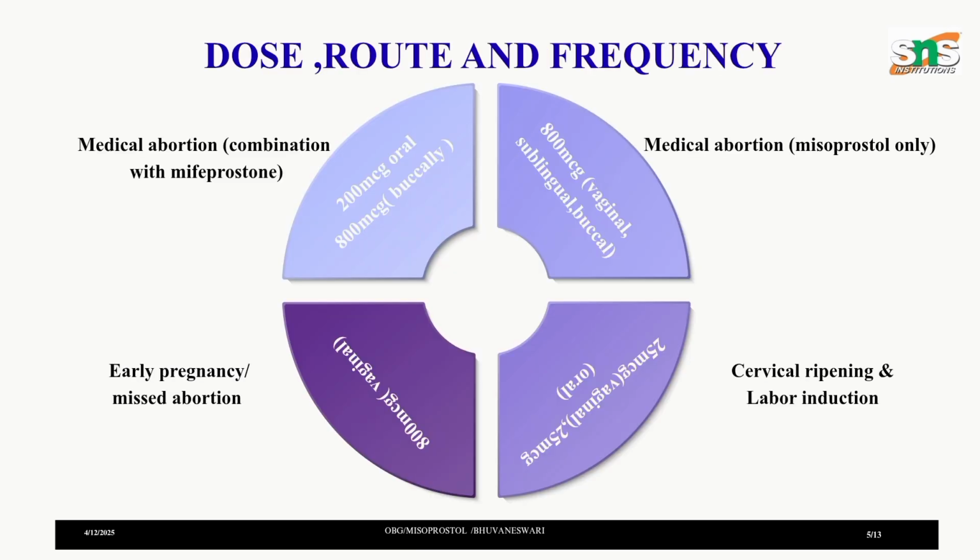Dose, route, and frequency. Medical abortion, in combination with mifepristone: 200 mcg oral, 800 mcg buccal. Medical abortion, misoprostol only: 800 mcg vaginal, sublingual, and buccal. Early pregnancy or missed abortion: 800 mcg vaginal. Cervical ripening and labor induction: 25 mcg vaginal, 25 mcg oral.